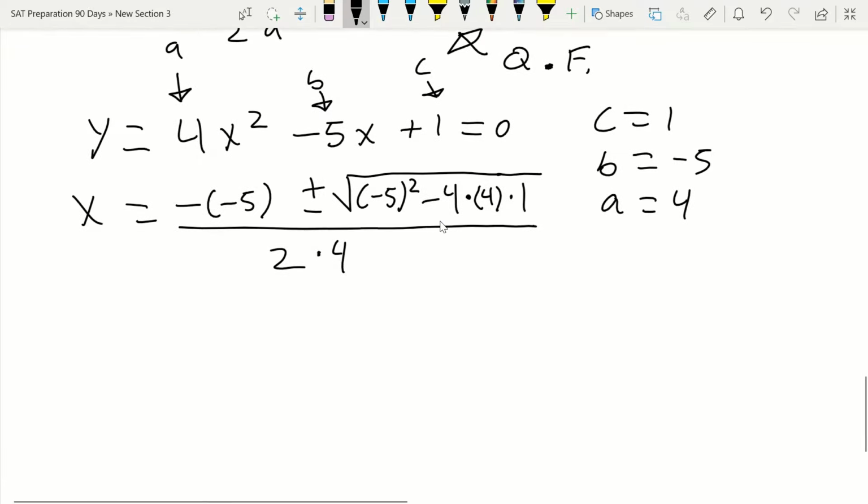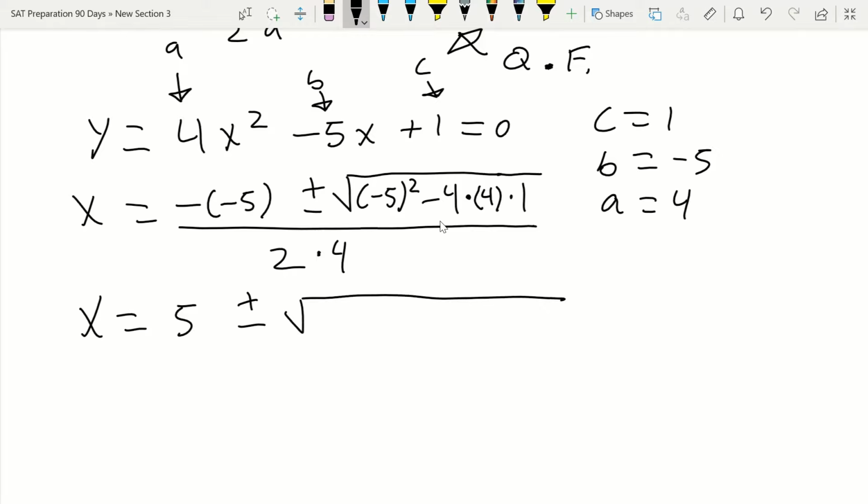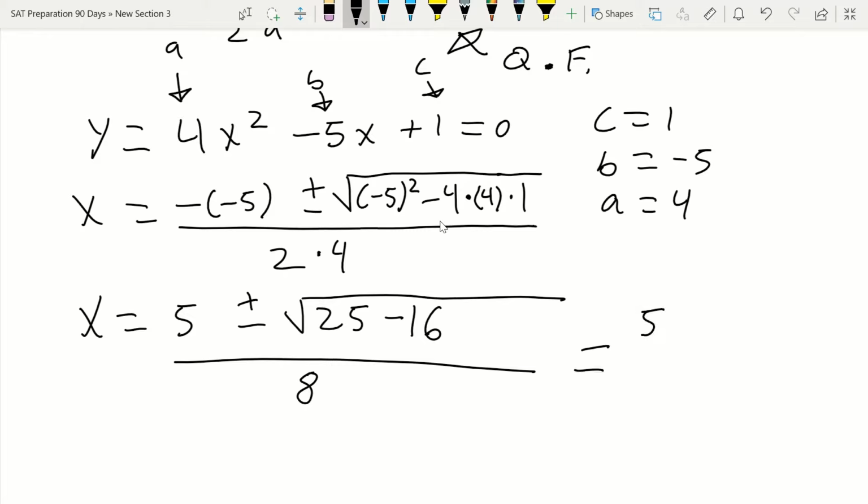So now we can go ahead and simplify. We're going to have x equals positive 5 plus or minus the square root. We have negative 5 squared, which is the same as 5 squared, because negative 5 times negative 5 will give us a positive 25. So we have root 25. Now we have minus 4 times 4 times 1, which is minus 16. Now that's all over 2 times 4, which is 8. So we can keep simplifying. We have 5 plus or minus the root of 25 minus 16. That's going to be the square root of 9.